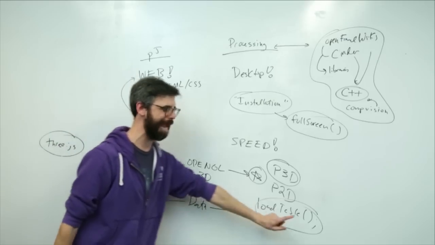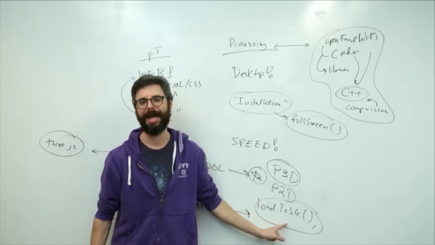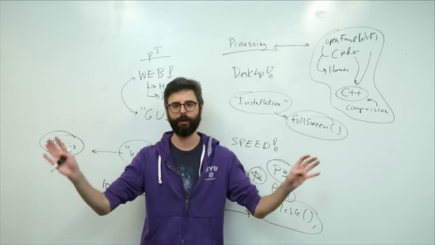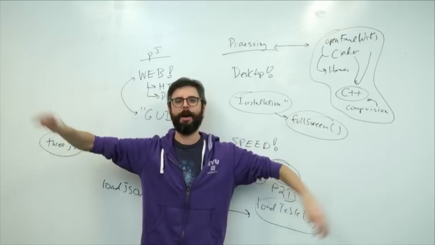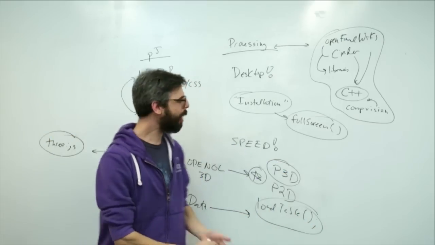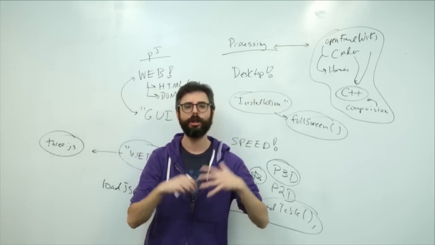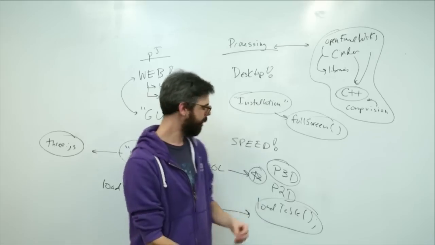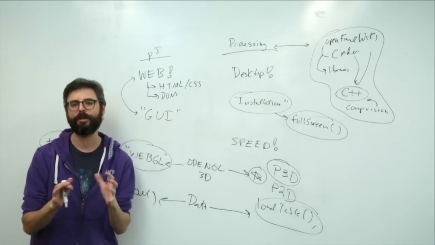The reason why I'm putting load table over here and load JSON over here is one point that I might make is, let's say you have a massive data set and you want to create this big poster-sized print about this massive data set. Processing, being a Java-based desktop environment, is probably going to have an easier time loading into memory and working with large data sets. P5, just running in the browser, probably going to have an easier time with smaller data sets.